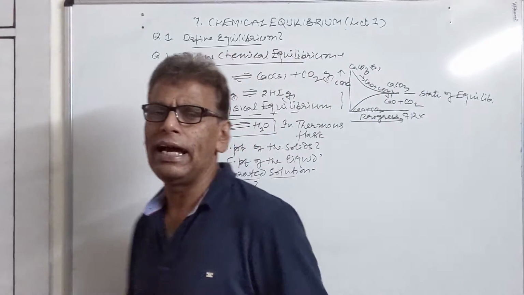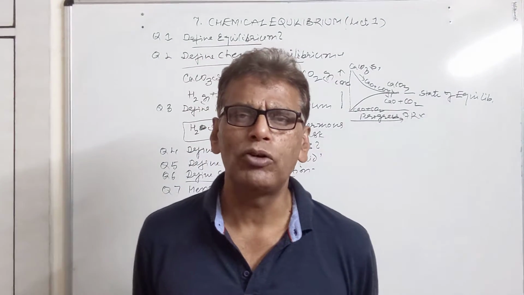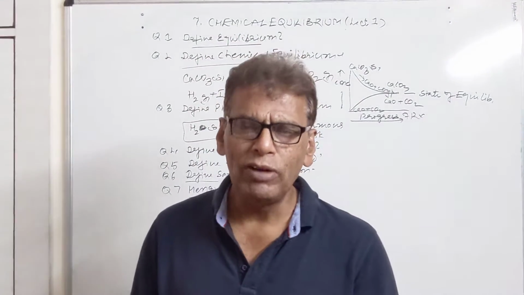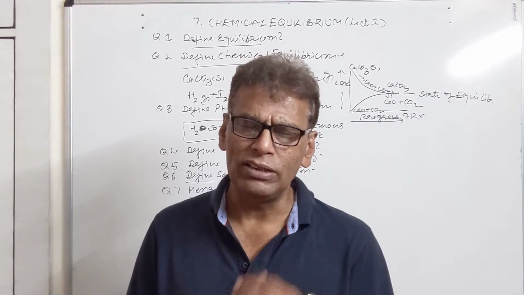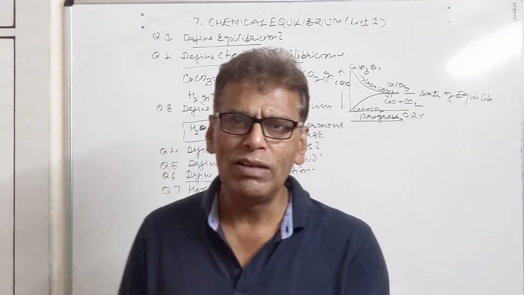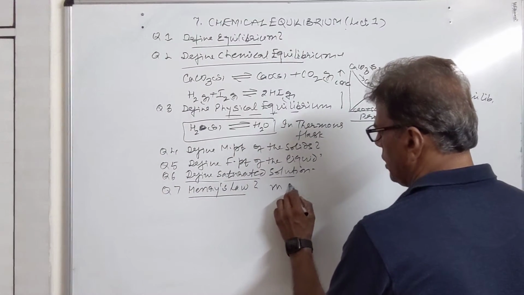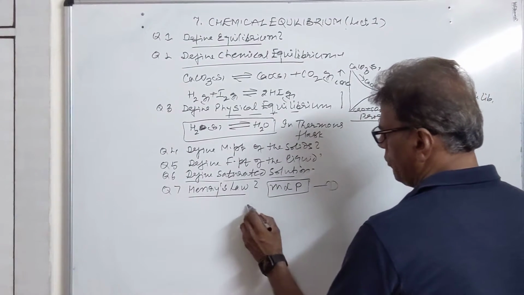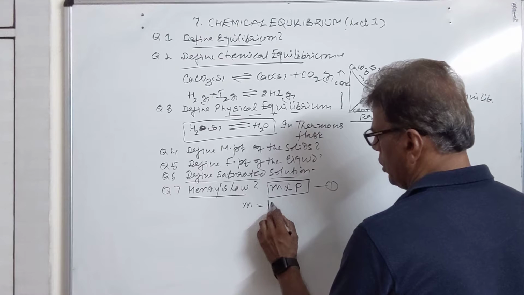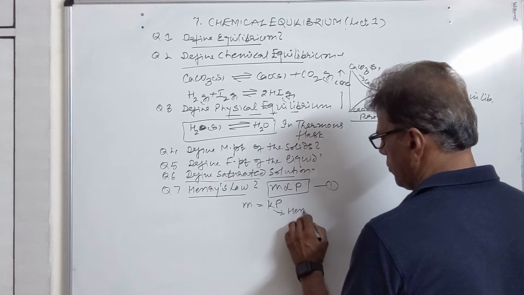Henry's law states that the mass of a gas dissolved in a liquid is directly proportional to its pressure above the surface of the liquid. The higher the pressure of the gas on the surface of the liquid, the more will be its solubility in the liquid. So mass of gas dissolved is directly proportional to the pressure of the gas above the surface of the liquid. Removing the sign of proportionality by another constant, this is called Henry's constant.